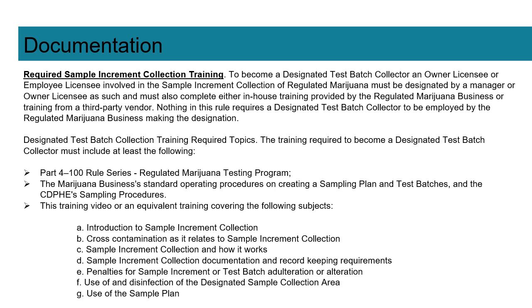Required sample increment collection training. To become a designated test batch collector, an owner licensee or employee licensee involved in the sample increment collection of regulated marijuana must be designated by a manager or training from a third-party vendor. Nothing in this rule requires a designated test batch collector to be employed by the regulated marijuana business making the designation.